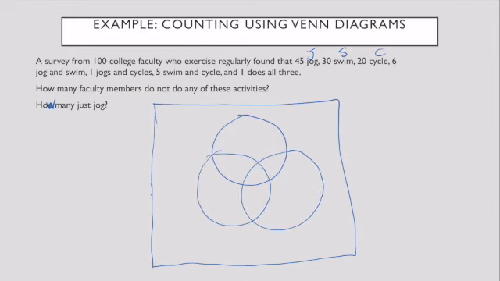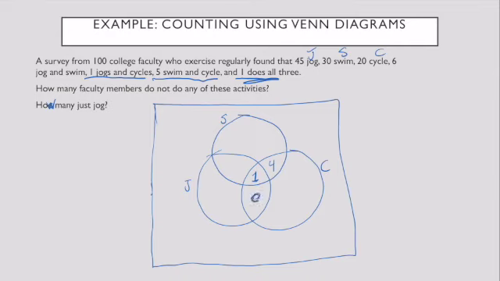Okay, so 1 does all 3. So 1's in the center where everything intersects. There's 1. 5 swim and cycle. Oh, I guess I should say swim, jog, cycle. So 5 swim and cycle. That's going to be this section right here. But I already have 1 in there, so that's going to mean I have 4. 1 jogs and cycles. Here's jogs and cycles. I already have 1 in there, so that's going to be 0.